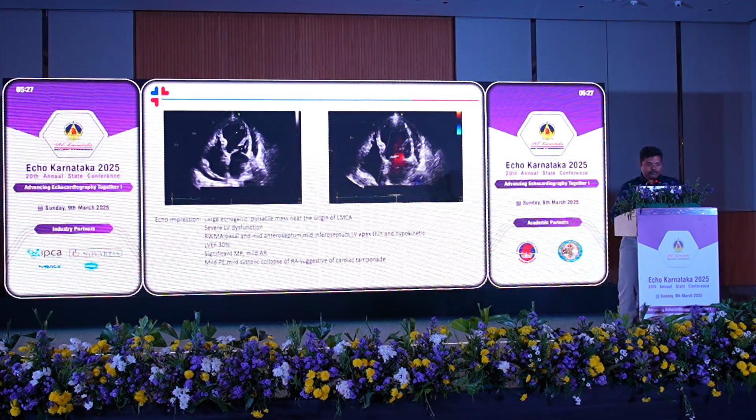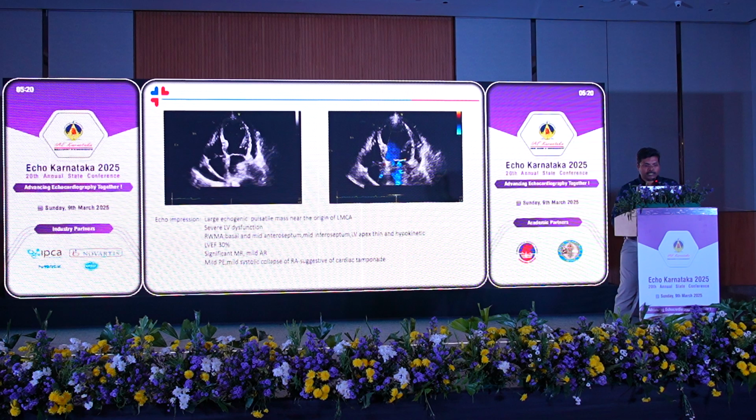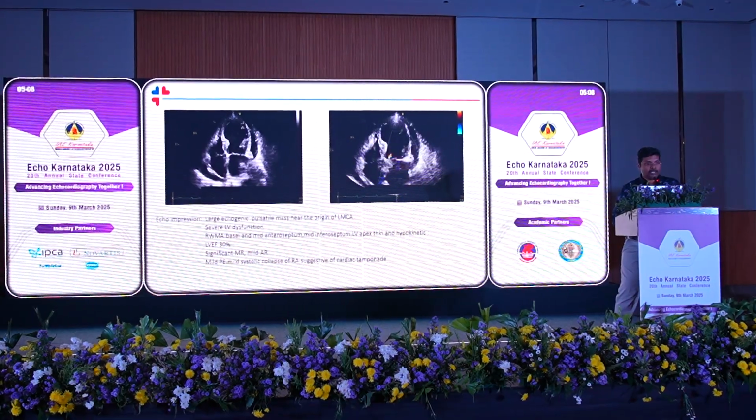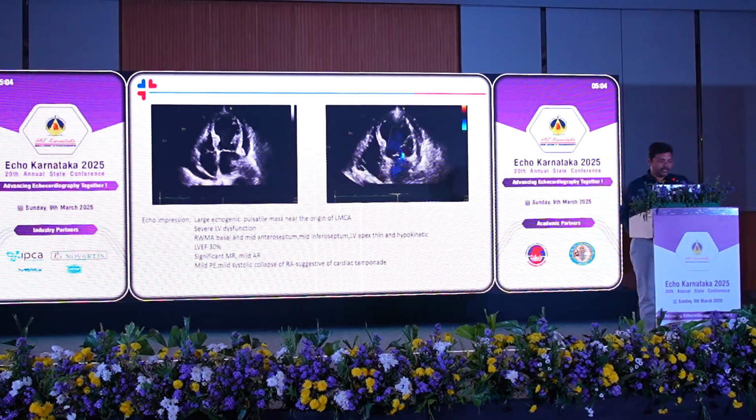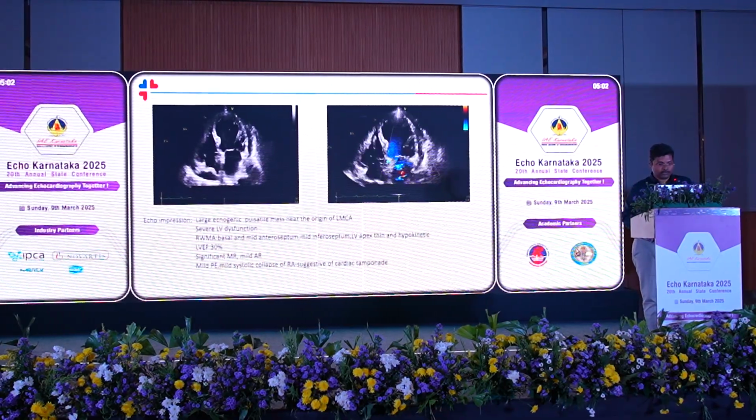The apical four-chamber view showed dilated LA and severe LV dysfunction with mild systolic collapse of the right atrium and pericardial effusion towards the LV also. And the final echo impression was a large echogenic pulsatile mass near the origin of the left main coronary artery with severe LV dysfunction and EF of 30% with mild AR and significant MR with mild systolic collapse of RA suggestive of tamponade.